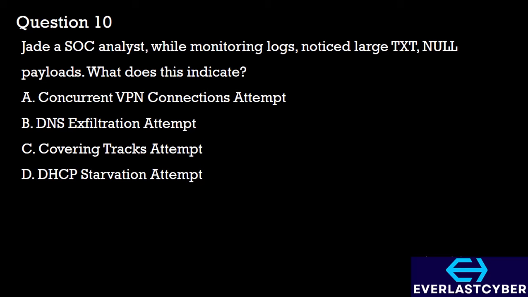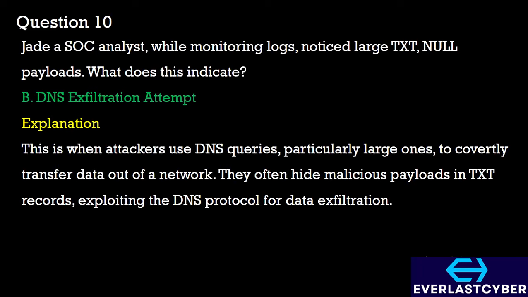For option C, covering tracks generally involves deleting logs or altering audit trails. However, it does not generate large payloads, while DHCP starvation attempts involves consuming all available IP addresses in the DHCP pool. However, it doesn't have anything to do with large payloads in logs. So for this question, our answer is option B.